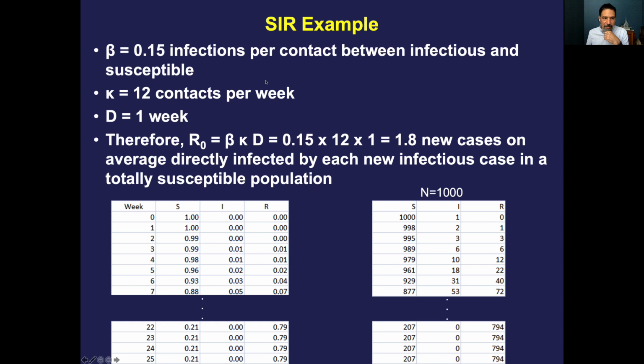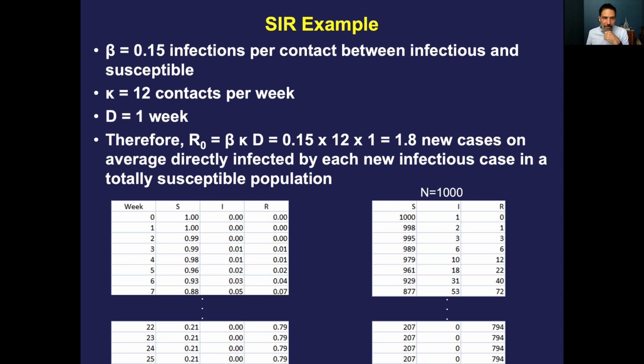But we make some assumptions about the agent. Let's say it's an agent for which the number of potentially infectious contacts between a person who's infectious and a person who's susceptible, that's beta, is about 0.15. And let's say that there are 12 such contacts on average per week. Maybe the type of contact is like, say, riding the subway, and that's kappa. And then the duration of the infection in this case is 1 week, D.